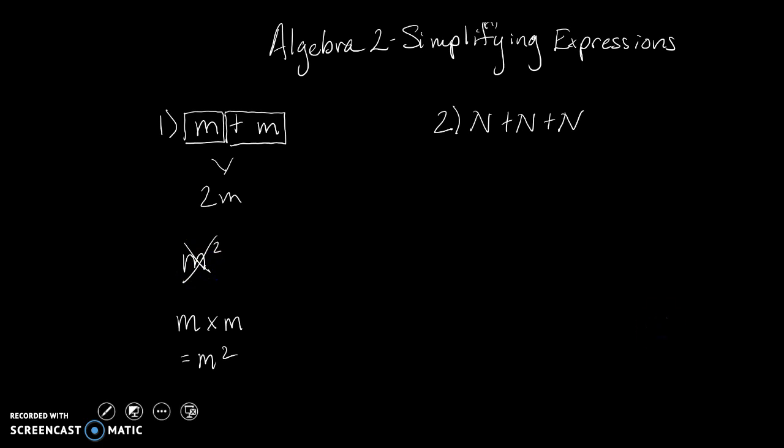All right, number 2, we had n plus n plus n, and that's just the same deal. So we're going to box all those in the same color because all of those terms are in terms of n, and then we'll add them together and we just get 3n.